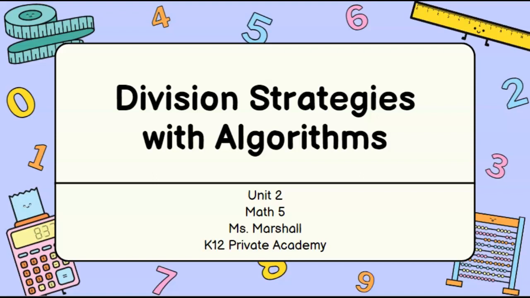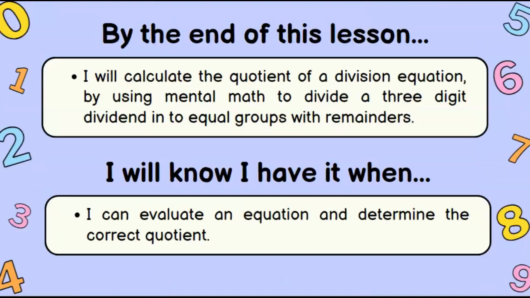Our topic today is going to be division strategies with algorithms. So this is going to be from Unit 2. By the end of this lesson, you'll be able to calculate the quotient of a division equation by using mental math to divide a 3-digit dividend into equal groups with remainders. You'll know you have it when you can reach the correct quotient of the equation.